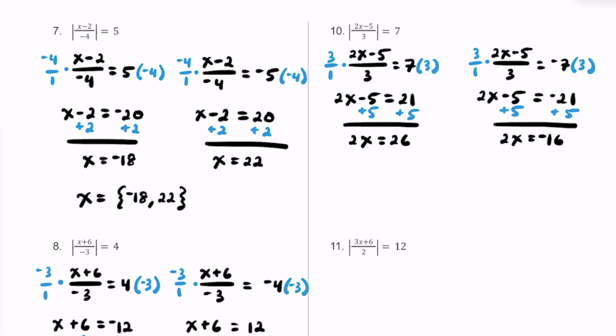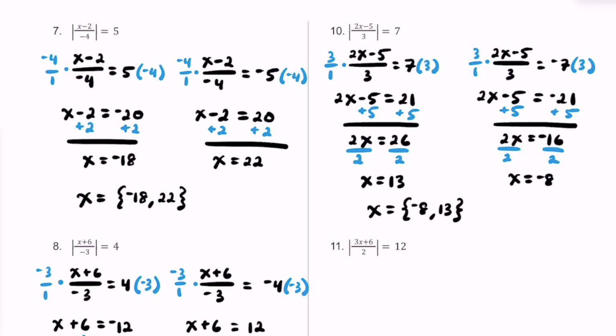That leaves us with a coefficient of 2, but we really want a coefficient of 1, so we can go ahead and divide both sides by 2. If we do that, we're going to get 1x, or just x is equal to 13, and then 1x, or x is equal to negative 8. So our two solutions here we're going to see is going to be x is equal to negative 8, or it could be equal to 13.